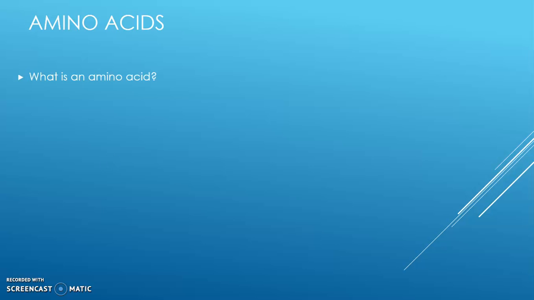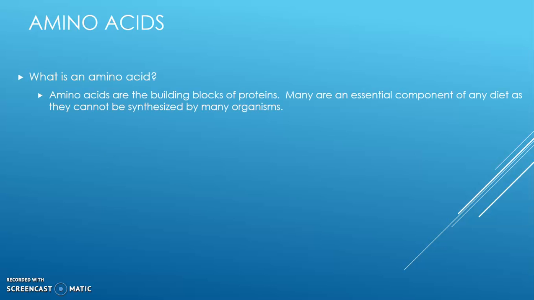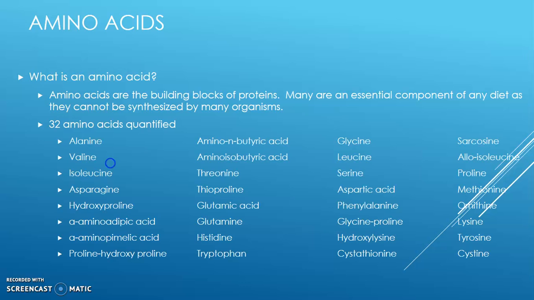Amino acids are the building blocks of proteins. Many are essential components of any diet as they cannot be synthesized by many organisms. We quantify 32 amino acids, all listed here.